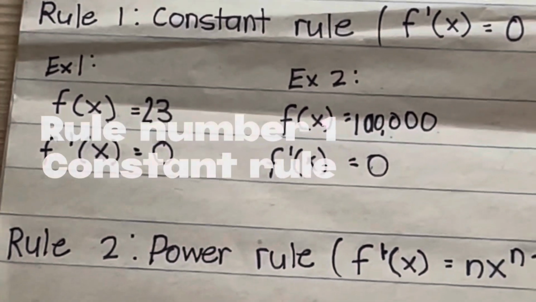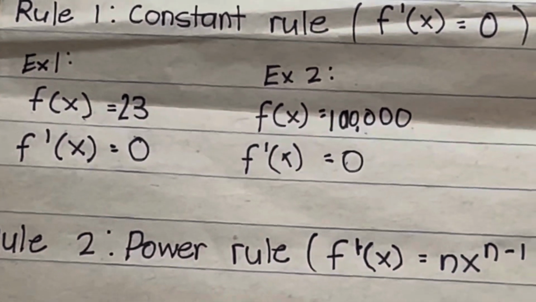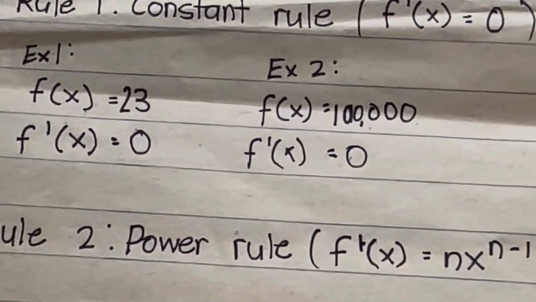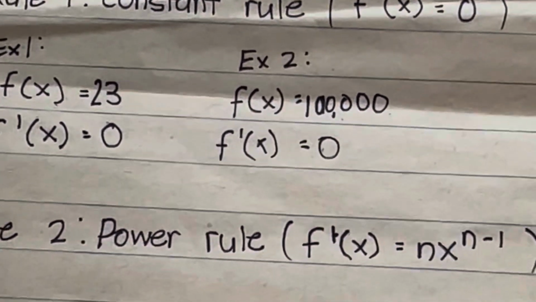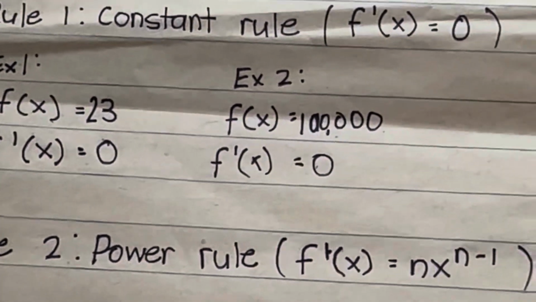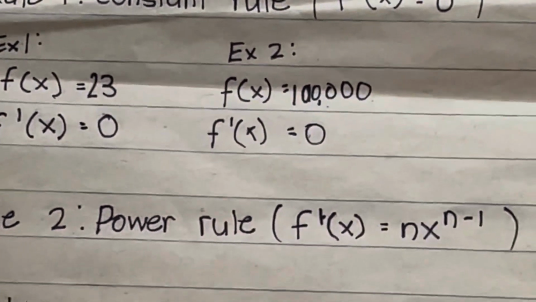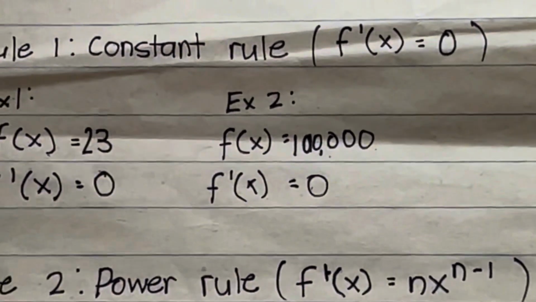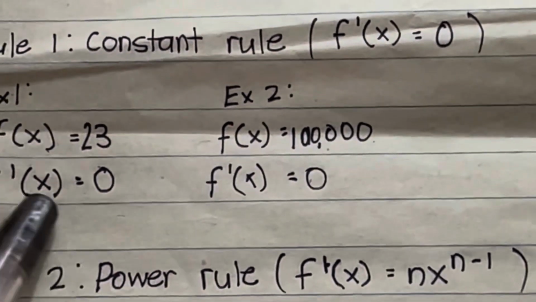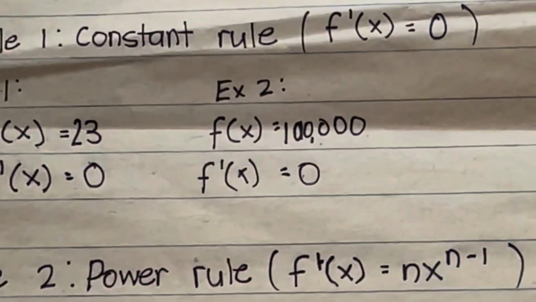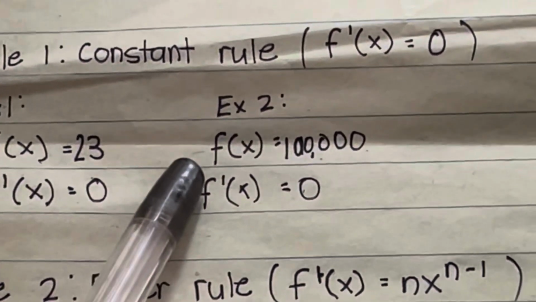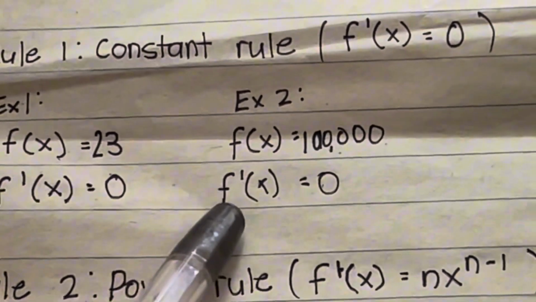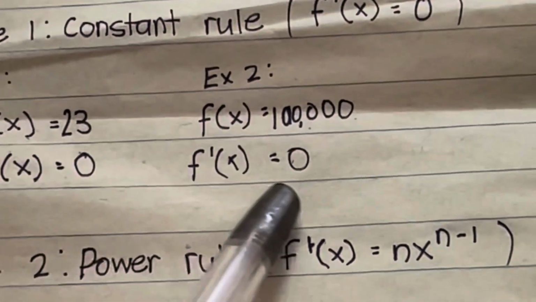Rule number 1 is the constant rule. It's very easy and simple to understand. Basically, any whole number inside a function, no matter how small or big it is, will always derive to 0. For example, f of x is equal to 23. The derivative of f of x is equal to 0. Another example is f of x is equal to 100,000. The derivative of f of x will become 0 as well.